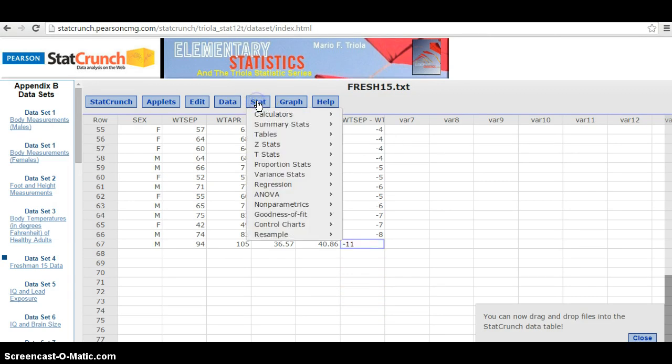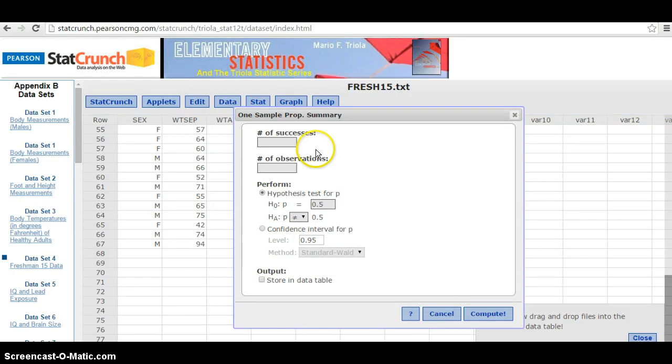So what I'm going to do is go to Stat, and go to Proportion Stats, right? Because we're talking about a proportion. Even though this was a quantitative variable, the question was qualitative, asking if the person gained weight. So we're going to go one sample. This is with summary. Even though we have the data, we know that 45 out of the 67 gained weight. So I'm just going to hit with summary, and then a success was somebody that gained weight, so that's 45 people. There were 67 people total, and we want a confidence interval.